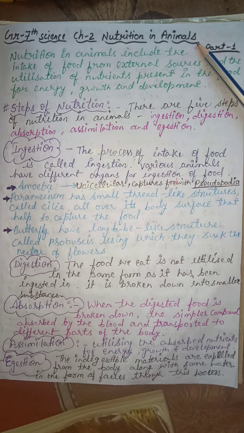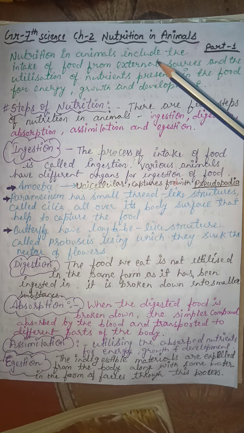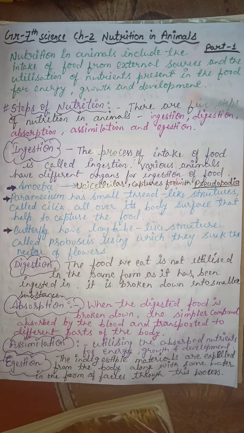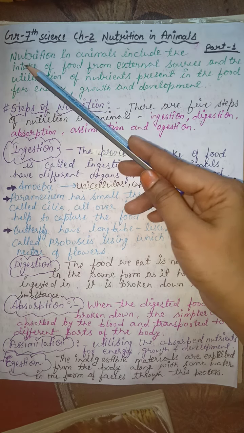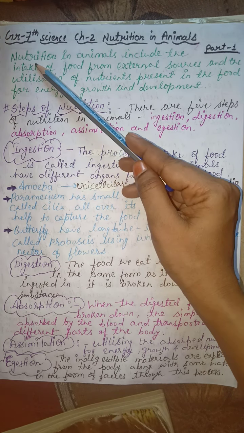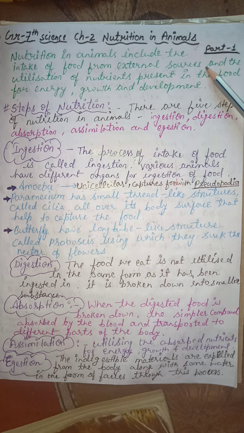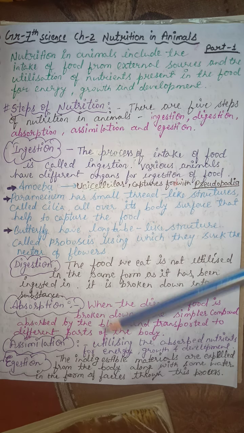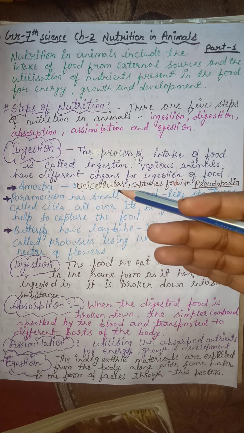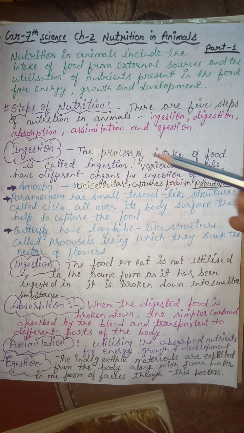That is the chapter number 2. So let's start nutrition in animals. In the first chapter we have discussed about nutrition in plants, and this chapter will discuss about nutrition in animals. So let's get started. Nutrition in animals includes the intake of food from external source and the utilization of nutrients present in the food for energy, growth and development. We take food and utilize it to get energy, growth and development.